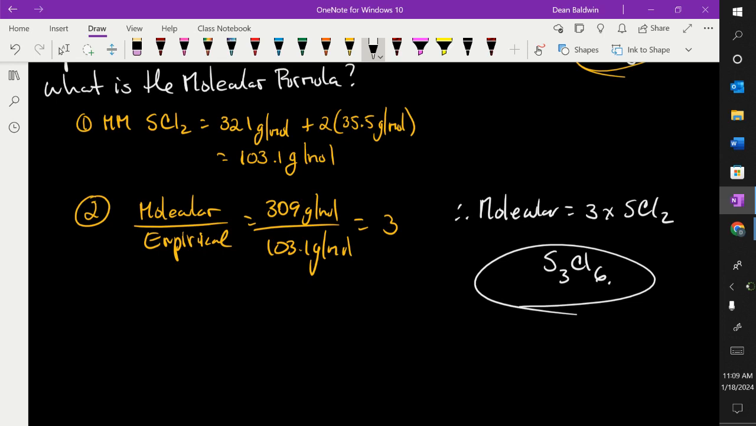No, yeah. You're given the empirical. Find that molar mass. You divide the molecular molar mass by the empirical. That gives you the ratio that you have to multiply by. So it's S3Cl6 because 6 and 3, if you reduce it down, it's 2 and 1. Okay? Oh, okay. All right. Are you good with this? You will have a question like this on your test. Okay.